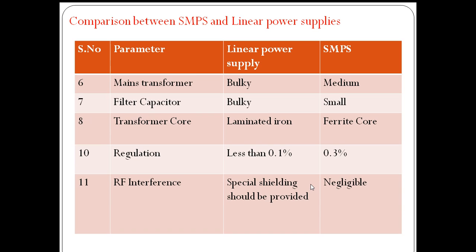Transformer core is a laminated core in linear power supply. In SMPS, it is a ferrite core. And regulation is less than 0.1% in linear power supply and up to 0.3% in SMPS. Radio interference, special shielding should be provided for linear power supply. For SMPS, it will be negligible. Okay, this is the small comparison between linear power supply and SMPS.